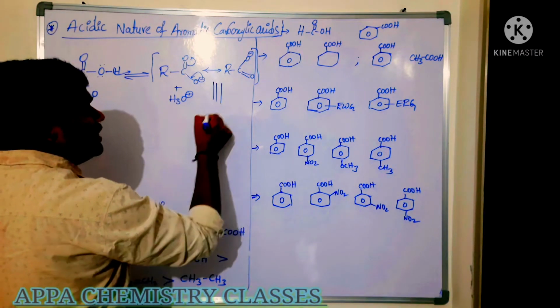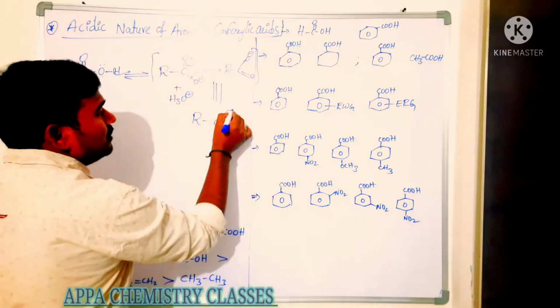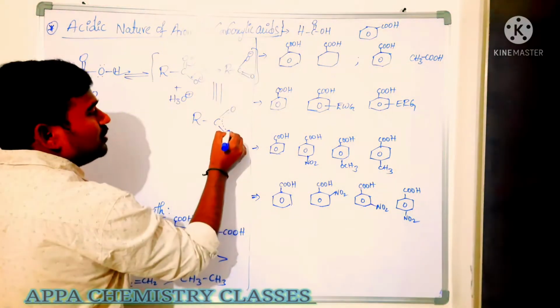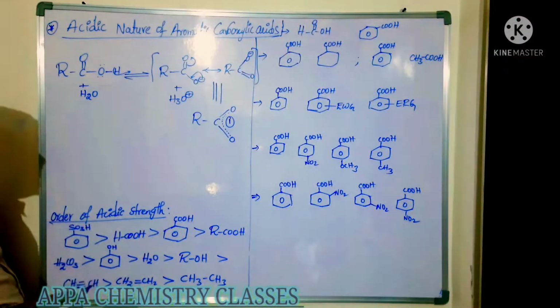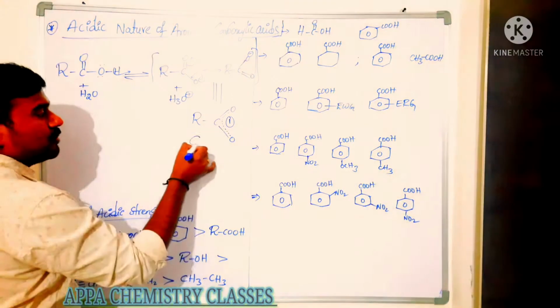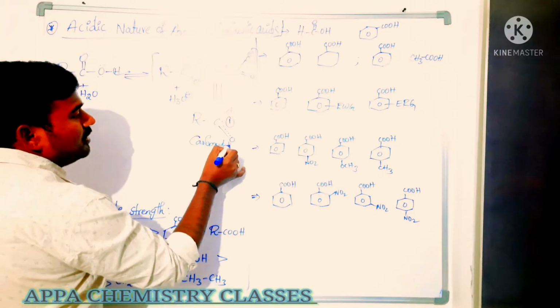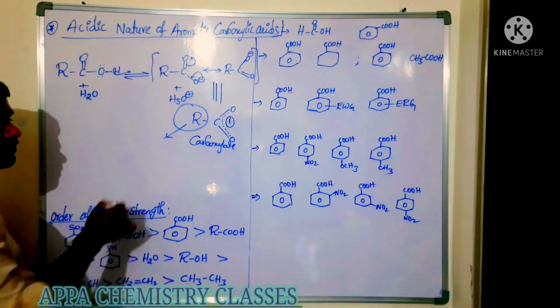We can write the resonance hybrid for this. Here, the pi bond is shifting in between these two oxygen atoms, so the negative charge lies in between these two oxygen atoms. It is the carboxylate ion. The carboxylate ion stability mainly depends on the group, the alkyl group.